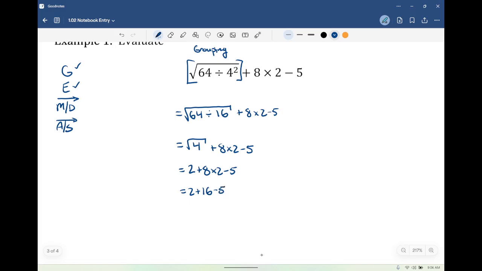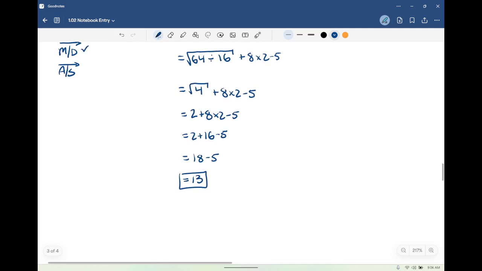Well, there's no more multiplication and division. That's done. I have only addition or subtraction, and so I'm just going to go left to right. Well, 2 plus 16, that's 18, minus 5. 18 minus 5 is going to get me to 13. So that 13 is going to be my final answer there.